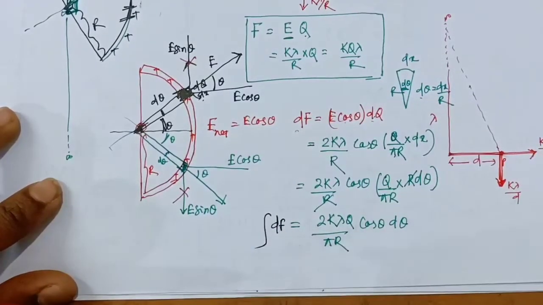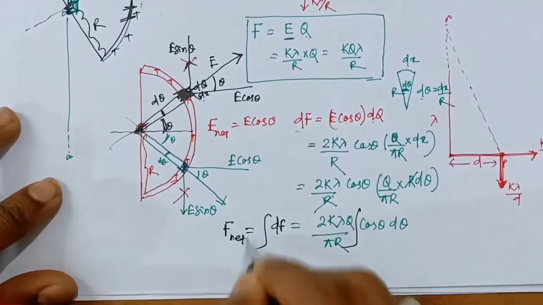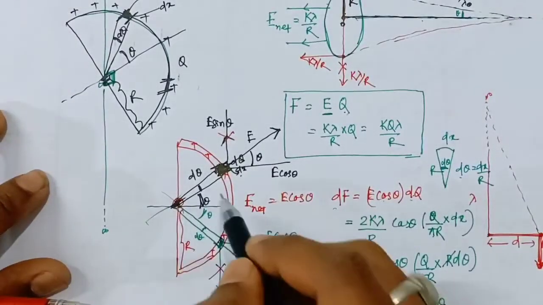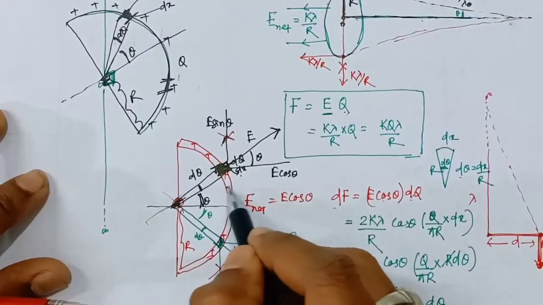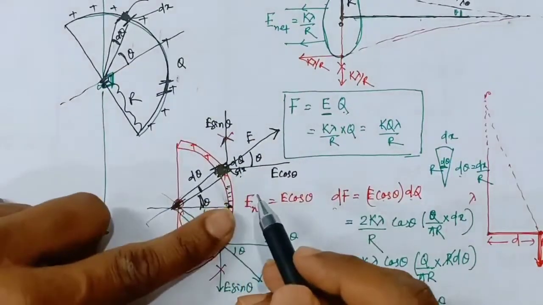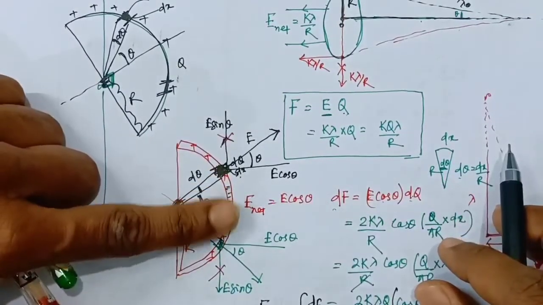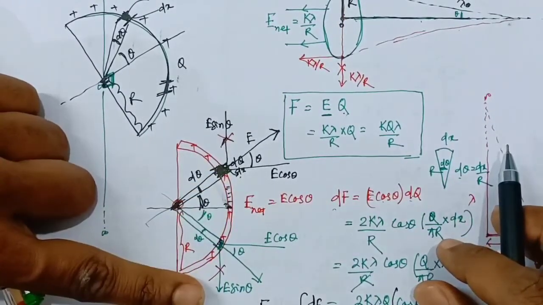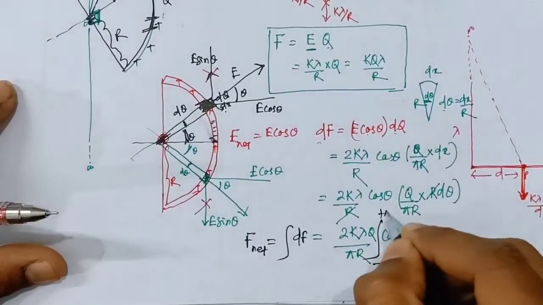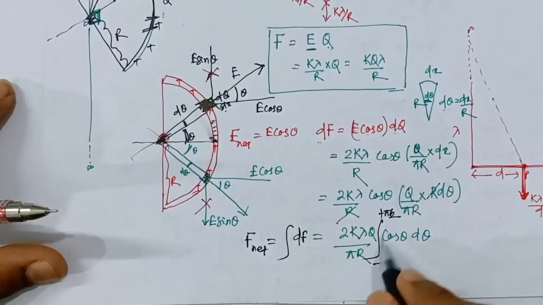So this is the expression of the force on this small element. If I integrate, I'll get the net force. And what should be the limit? If I proceed from here to here, I'll get 0 to plus π/2. In this section, the angle is 0 to minus π/2. So it is very clear that the limit is minus π/2 to plus π/2. I hope this picture is clear to all.